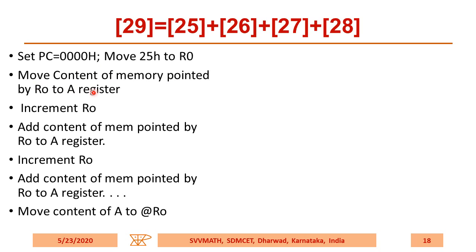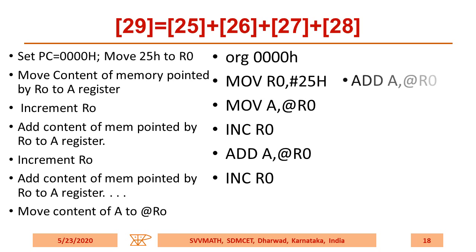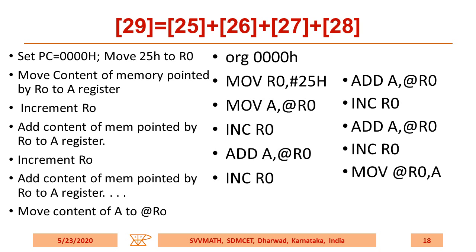Another way we can write is: move 25 to R0, move the content of memory pointed by R0 to the A register. It's an indirect addressing. Increment R0, add the content of memory pointed by R0 to the A register, increment R0. This I'll repeat continuously depending upon how many locations I want to add. The program is also very simple: MOV R0, #25H, then MOV A, @R0, INC R0, ADD A, @R0, INC R0, ADD A, @R0. So the same procedure I will follow until all locations are added.